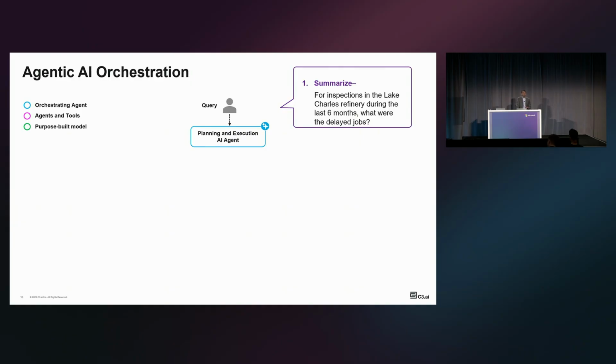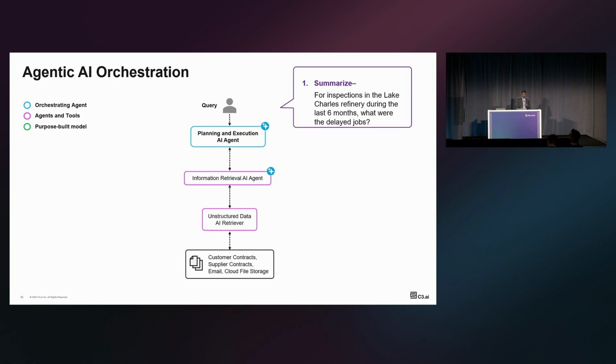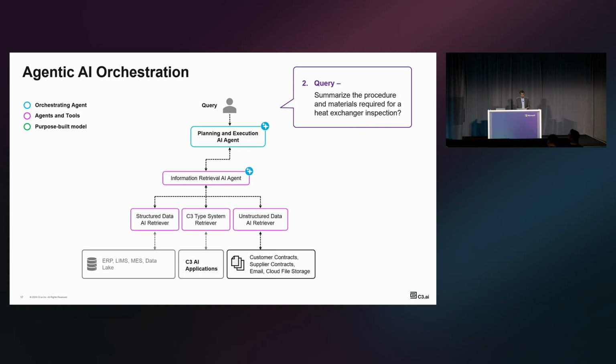So what do I mean by all of this? We built our own orchestrator framework for data intensive use cases. So here, for example, a human may say, hey, summarize for inspections in the Lake Charles refinery during the last 6 months, what were the delayed jobs? Well, that type of a question, these agents are ontology aware, so it first hits our planning and execution agent, which then invokes an information retrieval agent. This is fully ontology aware. This is aware of things like customer contracts. It's aware of structured data. It's aware of your ERP data. It's aware of other applications. And it will go forth and federate, orchestrate that query, get the data back.